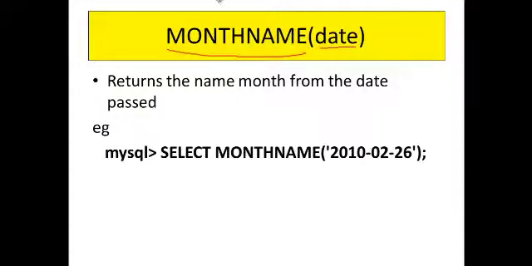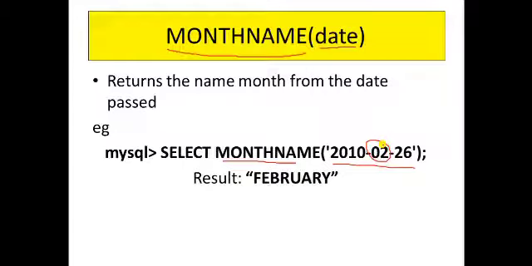For example, see this query, monthname. You have written monthname here and you have written this date. In this date, the month is 02, which means February. So what value will it return? February. It has returned the string value of the month, that is the name of the month.